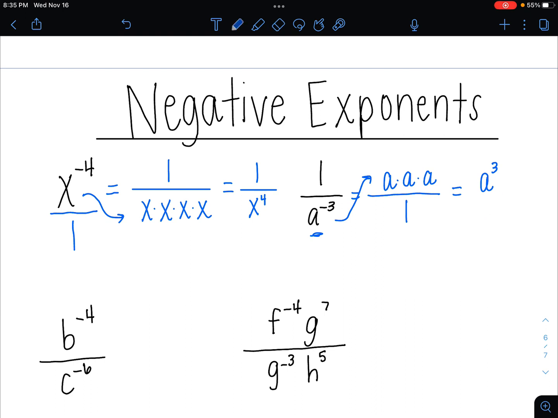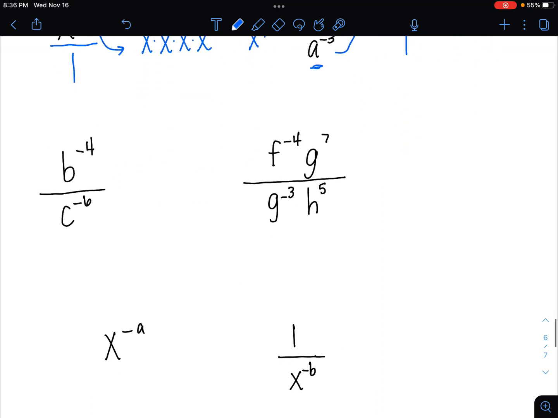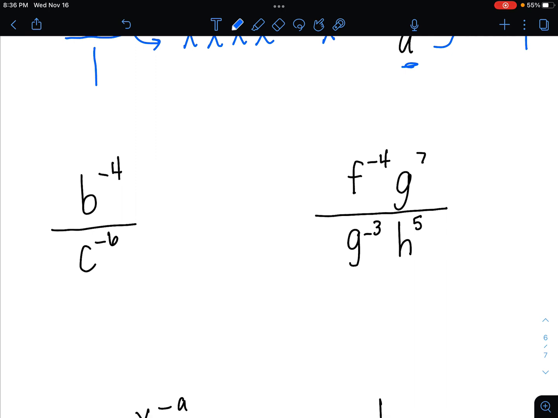We can just say a to the power of positive 3. Okay, now we're going to use that rule as these become a little bit more complicated. We're going to look here: b to the power of negative 4 divided by c to the power of negative 6. Now, I do want to mention here that we do have different bases. We have b and c. So I'm going to start by drawing my fraction bar.